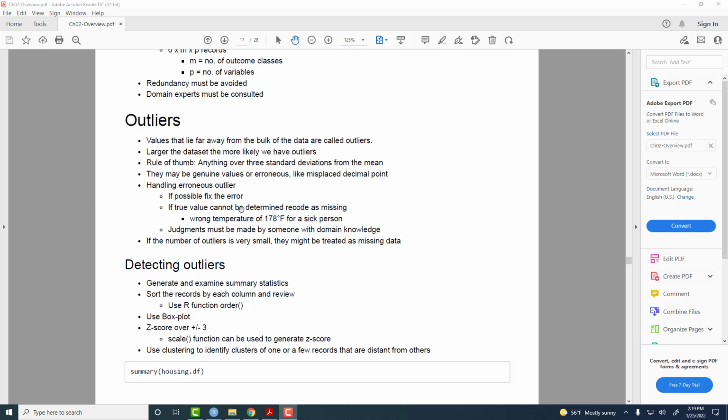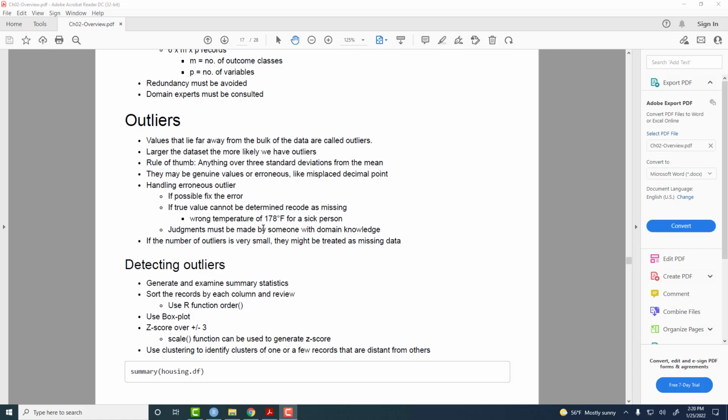The fourth possibility is that it is an extreme value, but it is a legitimate value. It is reasonable. It is not out of the reasonableness. Then you keep it as it is. It's an outlier, but it's okay. So those are the possibilities. Judgment must be made with the domain expert again, because the analyst may not know all the ins and outs of the functional area of the data. If the number of outliers is very small, they might be treated as missing values, and we'll talk about handling missing values in a little bit.